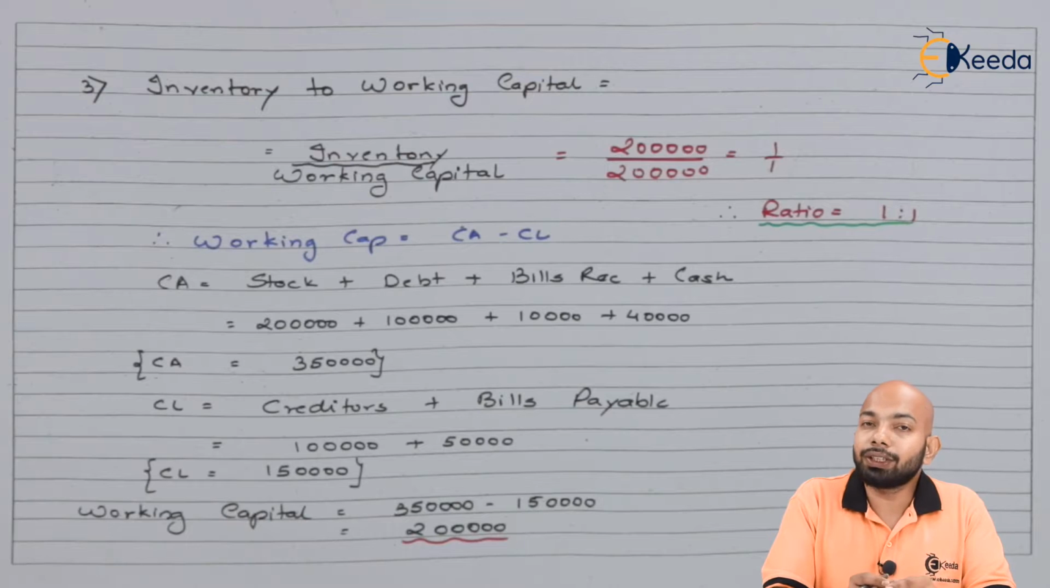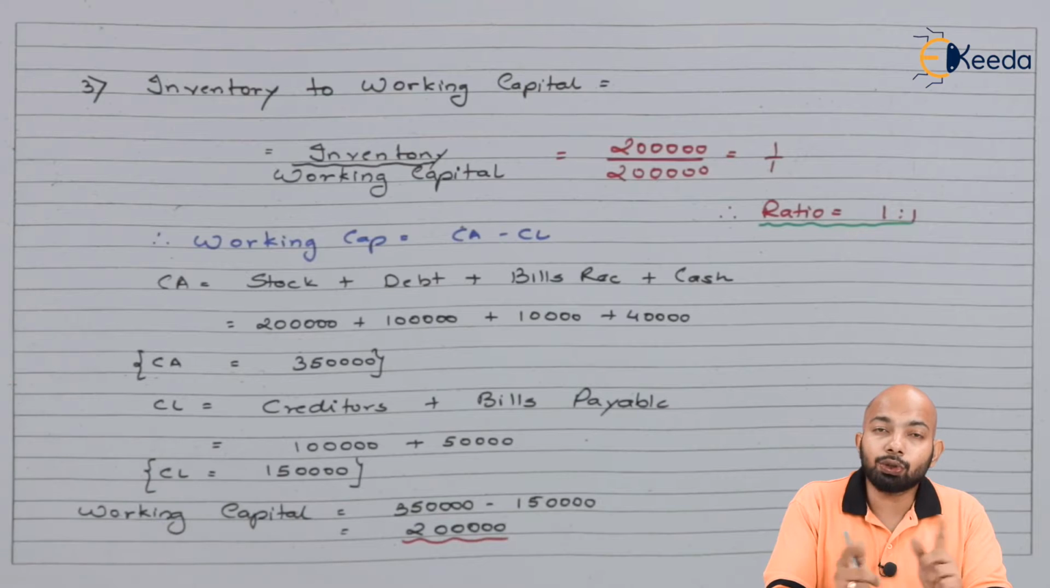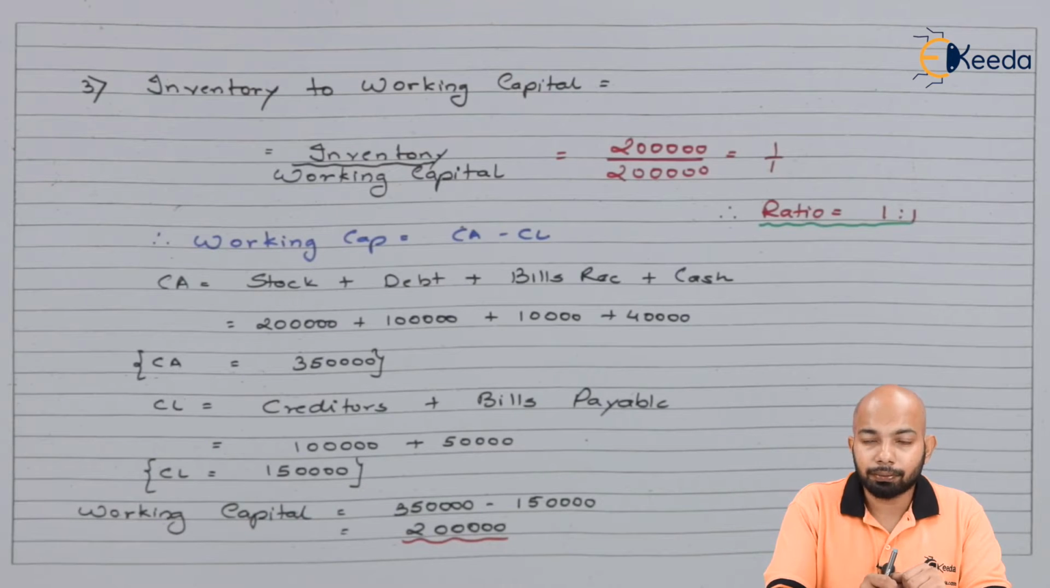We have underlined it with the green part so that it can be differentiated, and that's how the inventory to working capital ratio is figured out. So working capital is basically current assets minus current liabilities. Now let's go on to the next ratio that we have to figure out.